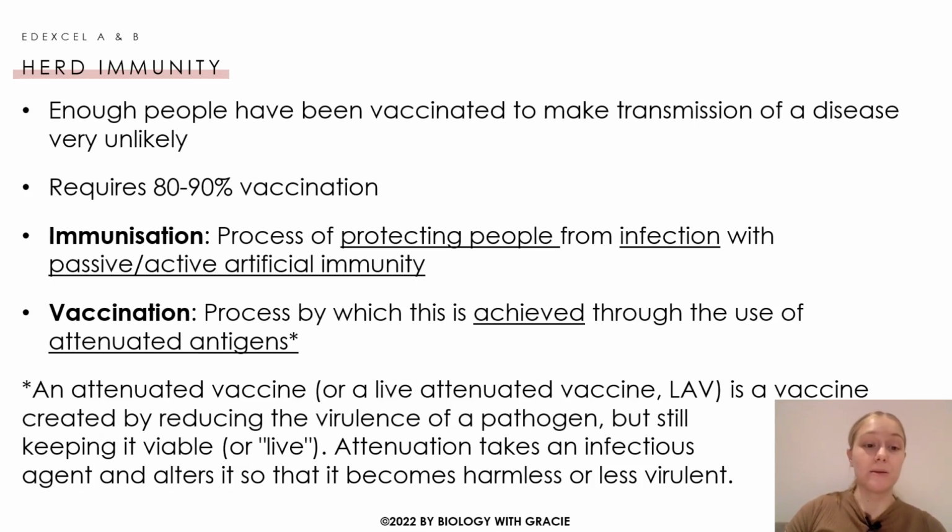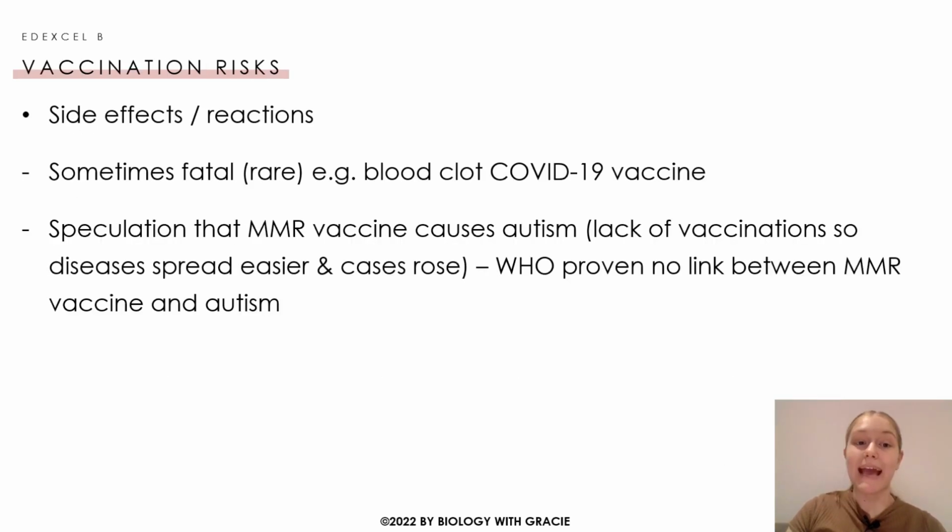So this is basically the process of herd immunity. It's making sure that lots of people are vaccinated, usually 80 to 90%, so that transmission of disease is very unlikely.